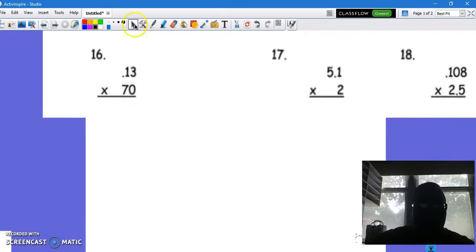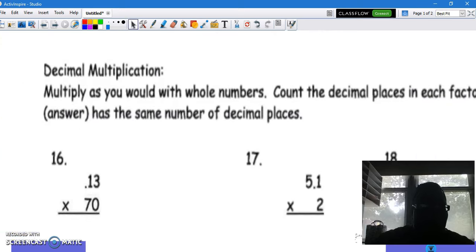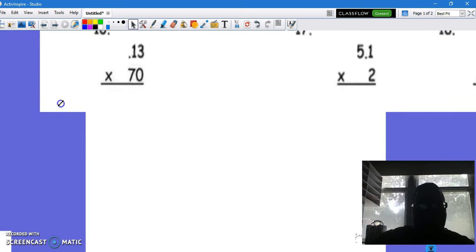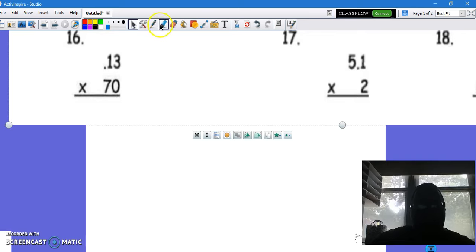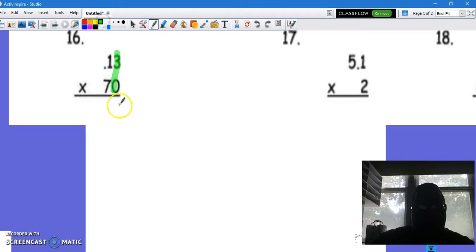Ooh, multiplication with decimals. All right, set up the same way. Multiply with the 0 first. 3 times 0, 0. 1 times 0, guess what? 0. A 0 for place value.